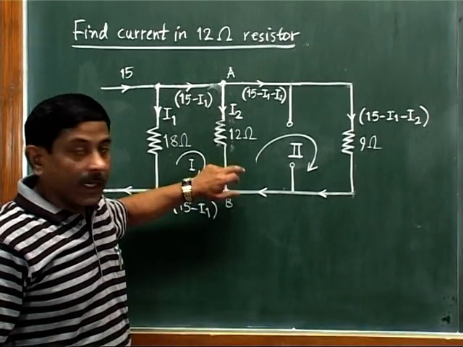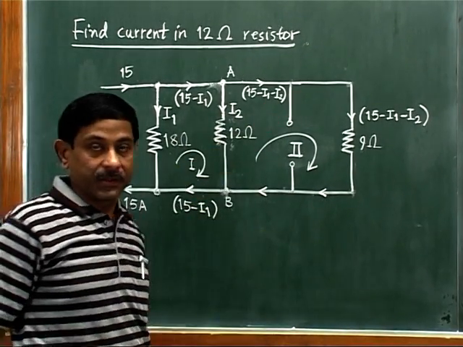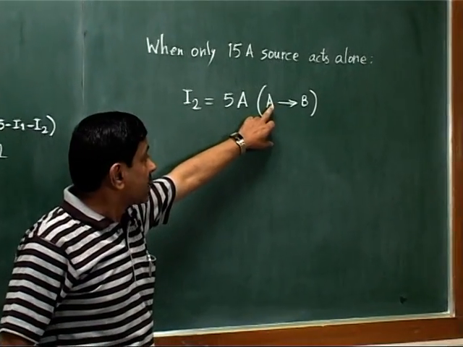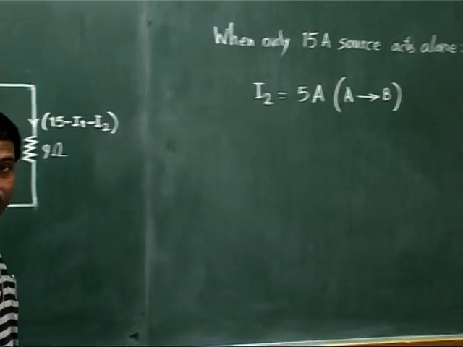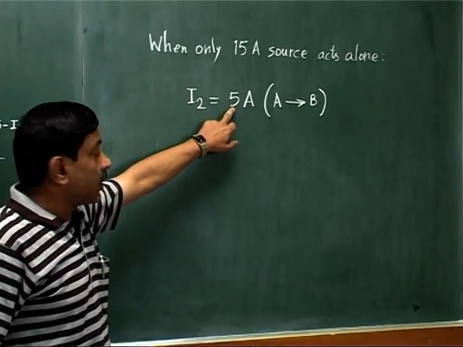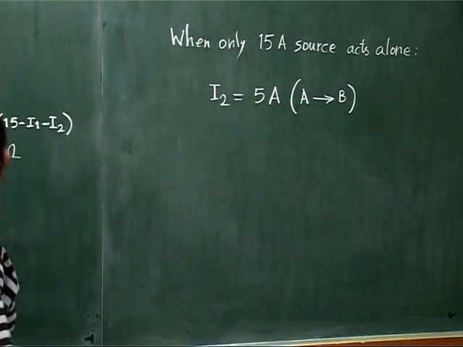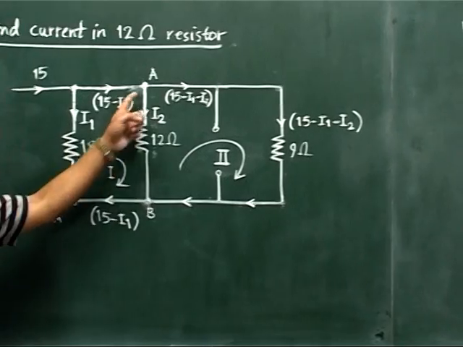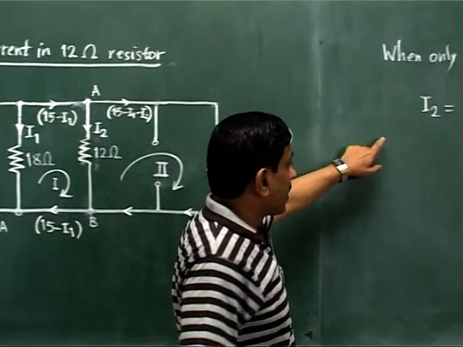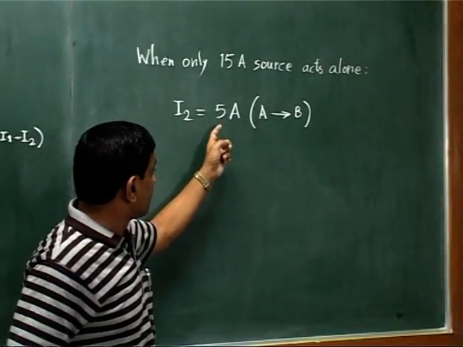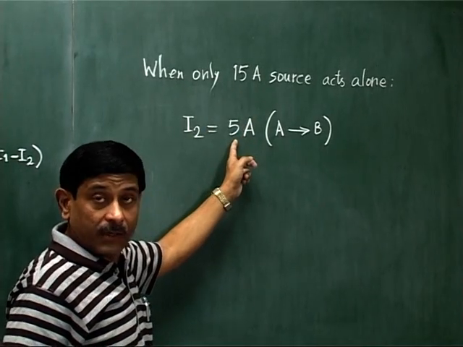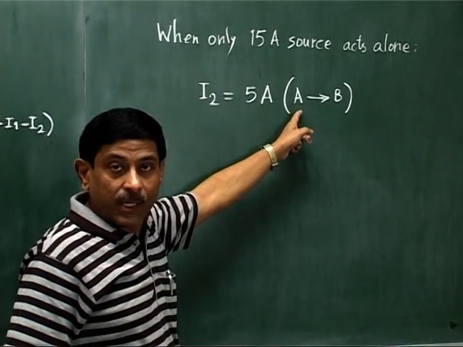Okay, you can pause the video and solve the equations. So the answer for I2 is 5 ampere and its direction is A to B. That means after solving the equations, we get a plus value for I2. So I2 is plus 5 ampere. That means whatever direction we assumed in our current distribution is correct, and our direction was from A to B. So we write the first result as the current flowing through the 12 ohm resistor due to only the first source, the 15 ampere source acting alone. The current will be 5 ampere and it is flowing from A to B.